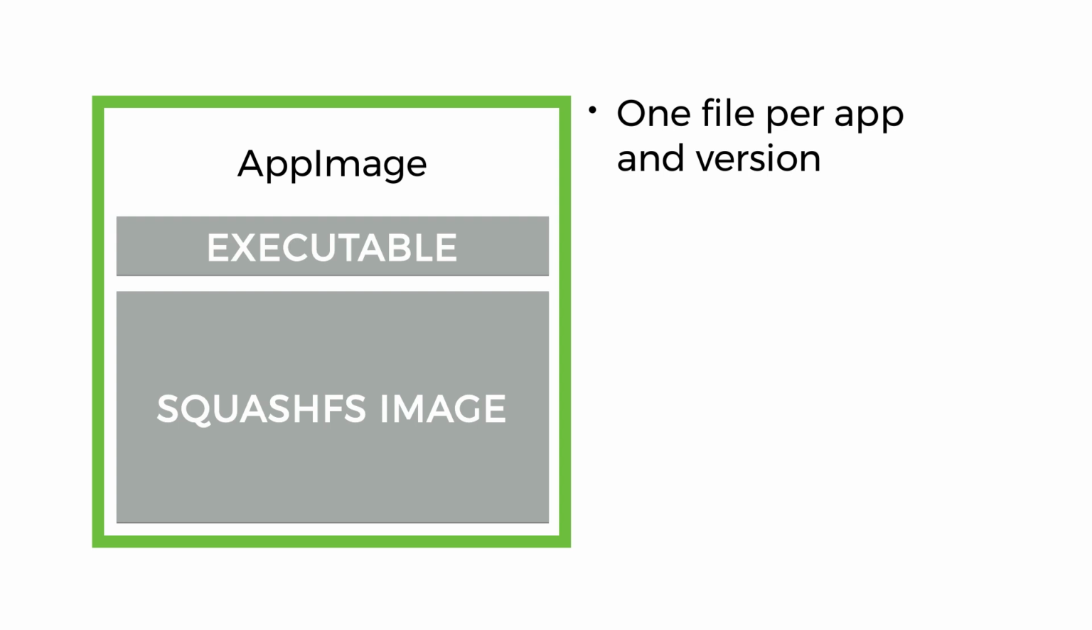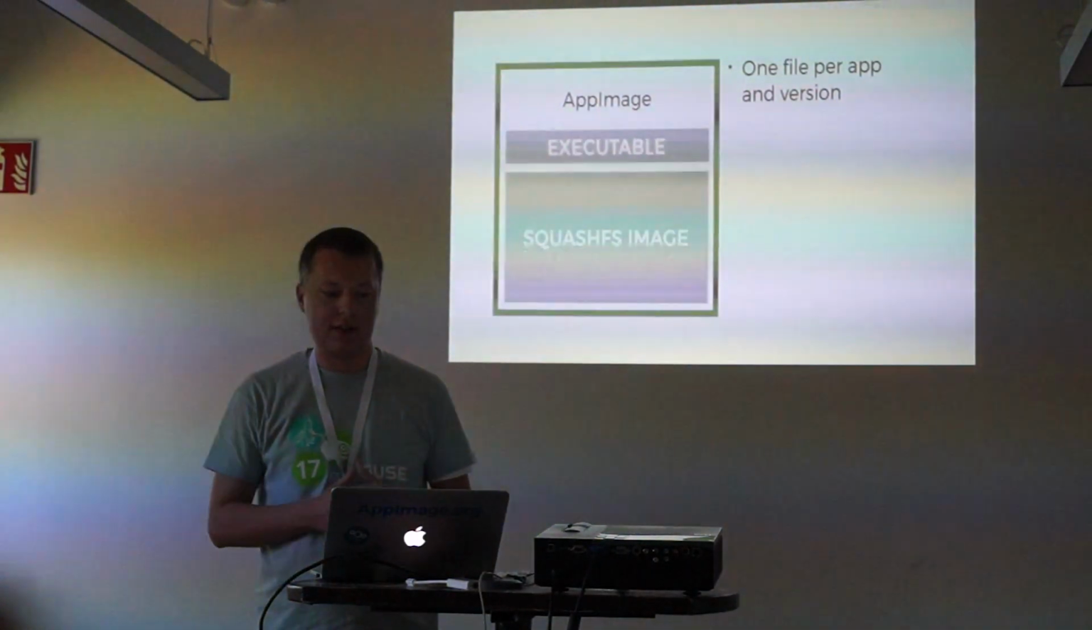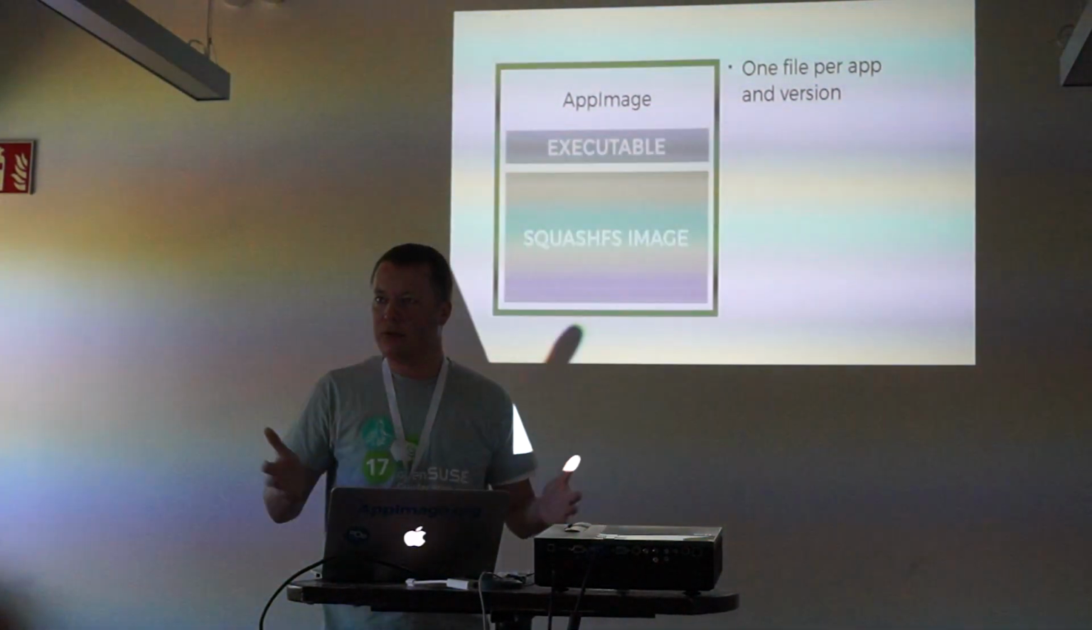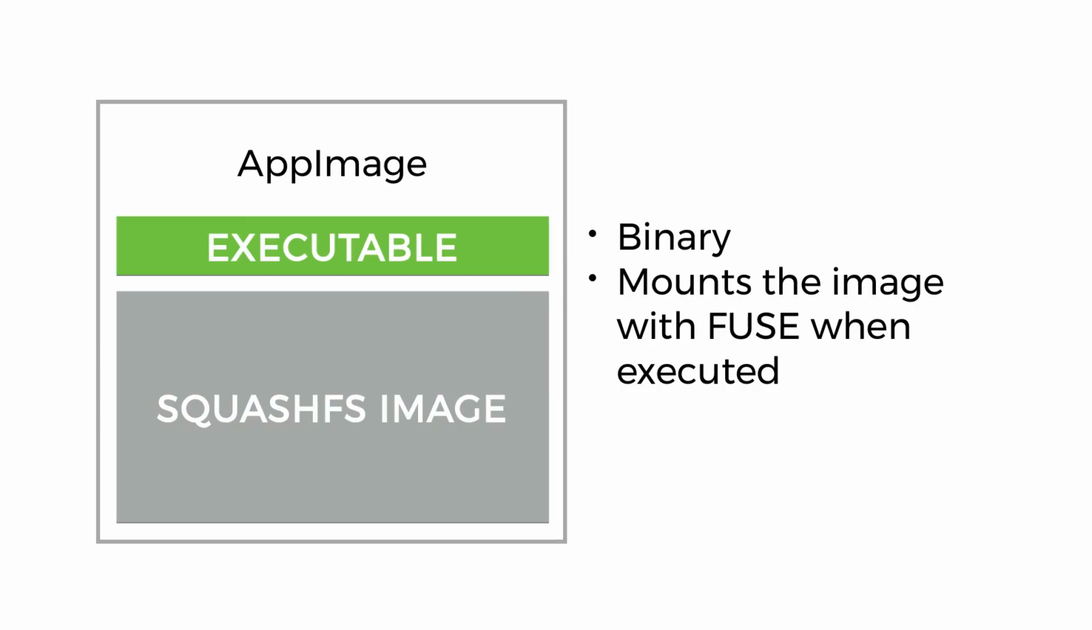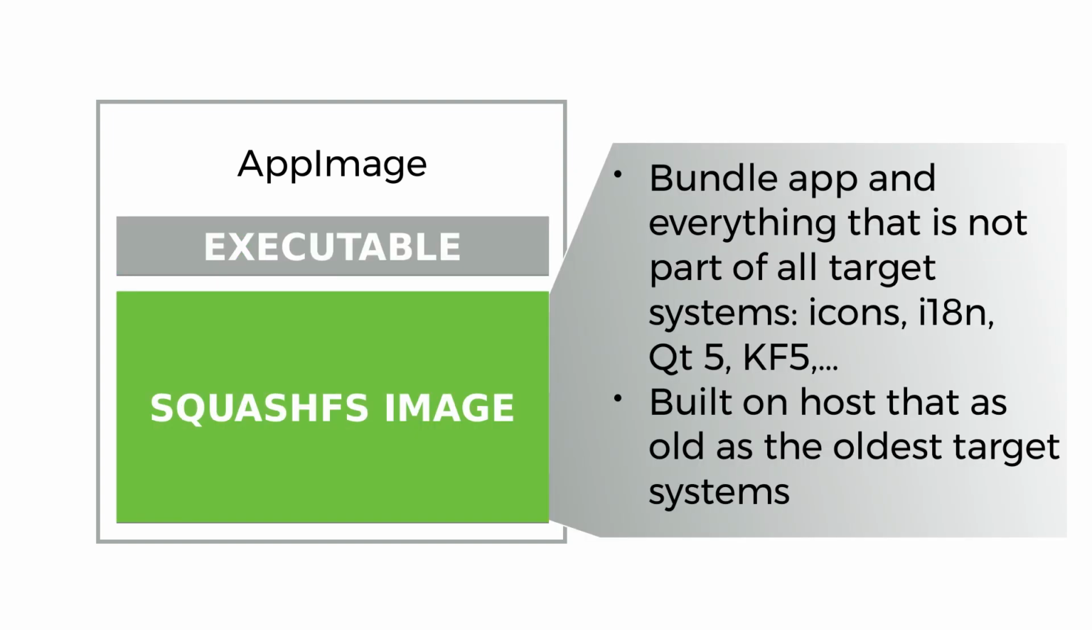One is a tiny executable at the header of the file, and then a large file system image, squashfs in this case. It used to be ISO, now it is squashfs, but really it could be just about any file system. What the executable does when you launch it is it takes the file system image and mounts it with FUSE, and then executes whatever is inside the squashfs image.